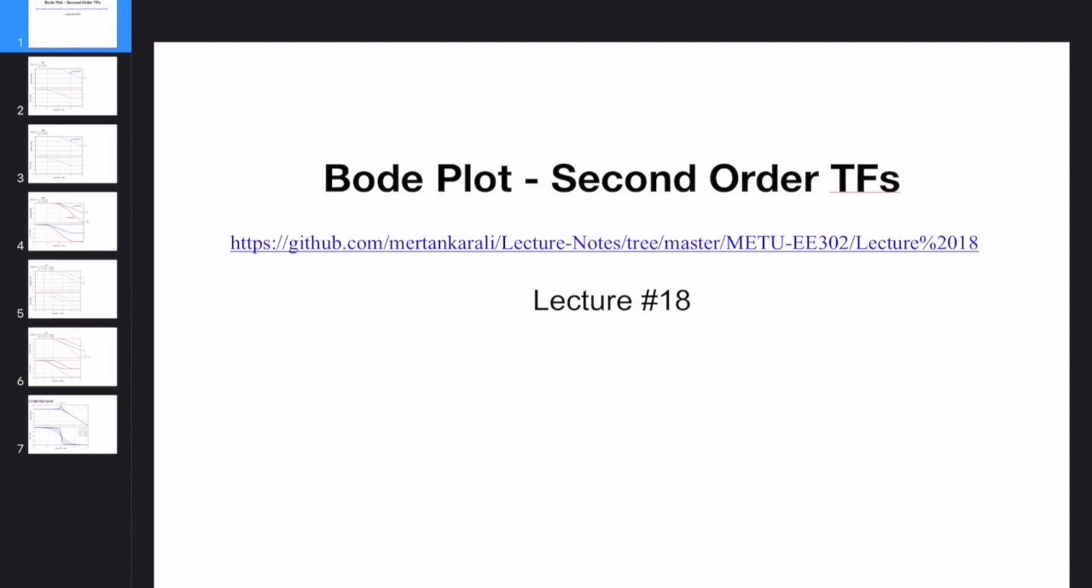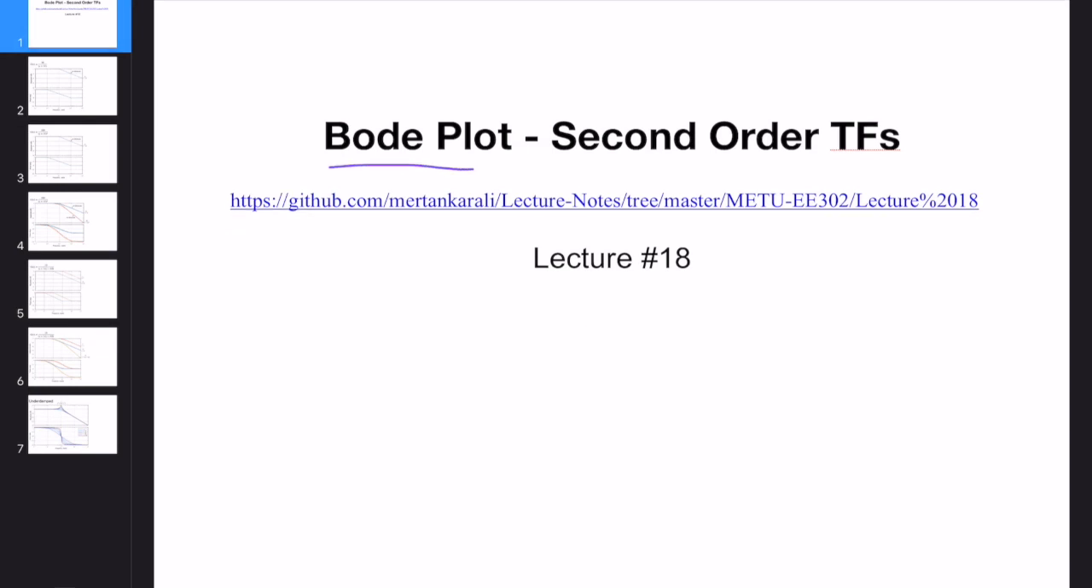Hi everybody. As you remember in our previous lecture, we talked about the fundamentals of Bode plots and we covered how we can draw the Bode plots of first order systems using asymptotic approximations. Today's lecture will be based on second order transfer functions, but we will start with reviewing the first order case.